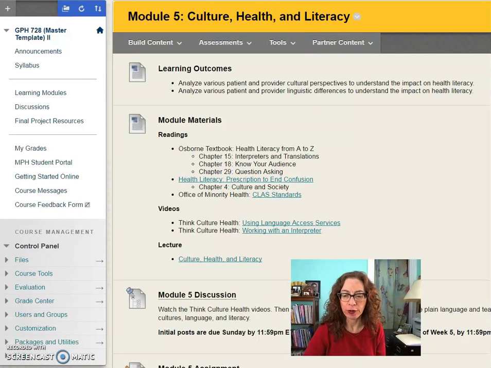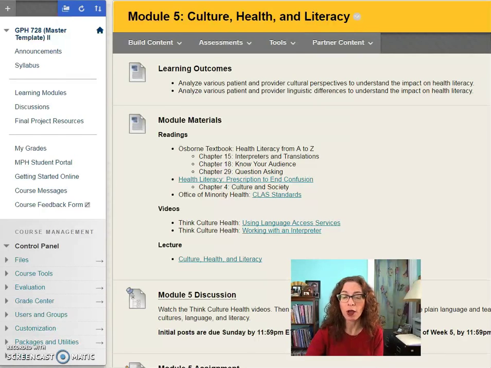Just to recap briefly, last week we focused on patient-level efforts to improve health literacy. You completed an assignment to assess the readability of health information on the internet, and you drafted the small group exercise as part of your final project.